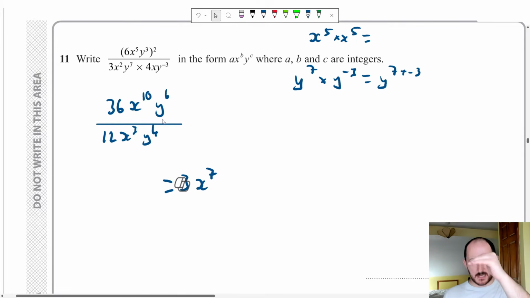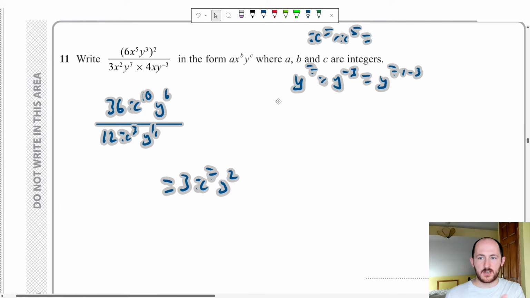Cool. 6 minus 4 is 2. There you go, 3 marks. Have I left it in the form they want? That's a good thing to check as well.